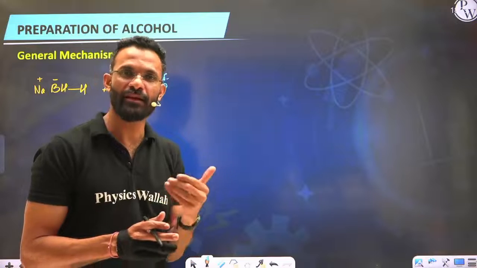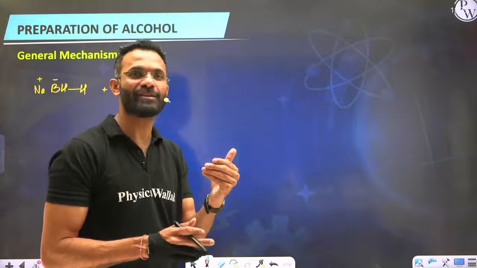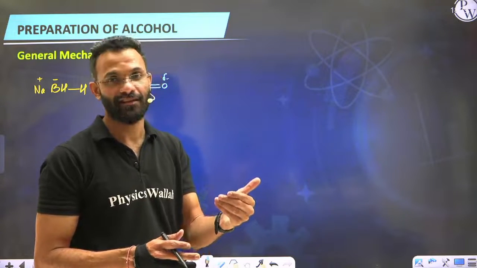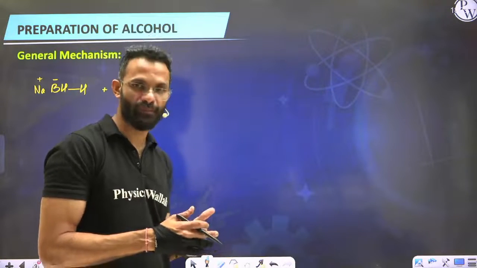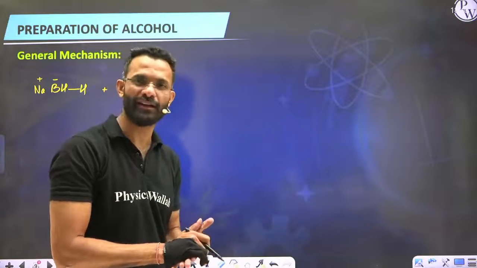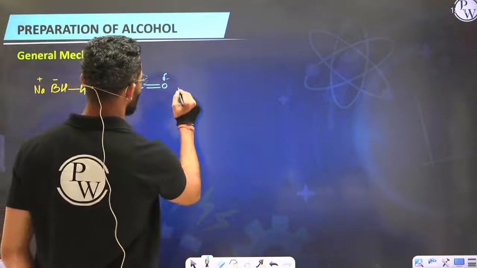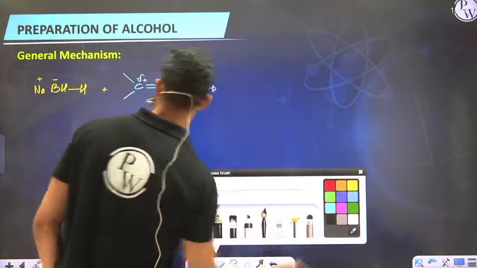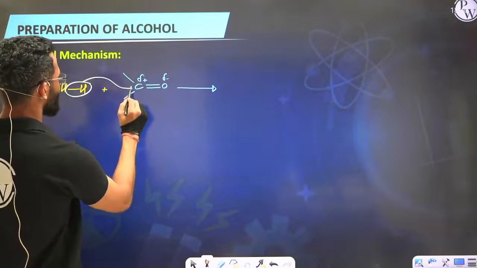That's why lithium aluminum hydride will be first treated with a carbonyl compound in the presence of solvents such as an ether, and then a hydrolysis will be carried out in the second step. But for sodium borohydride, we can directly use water. So let's say we have got sodium borohydride. Being a hydride donor, through its H minus, it will attack at the deficient carbon.